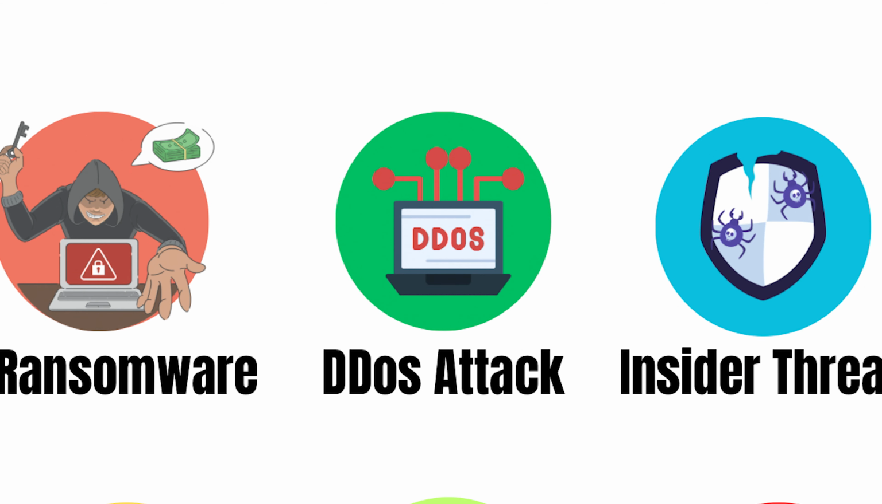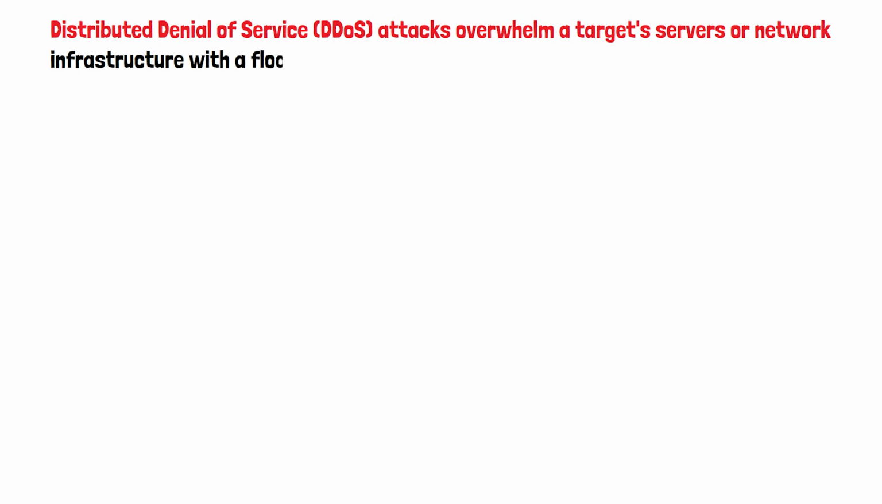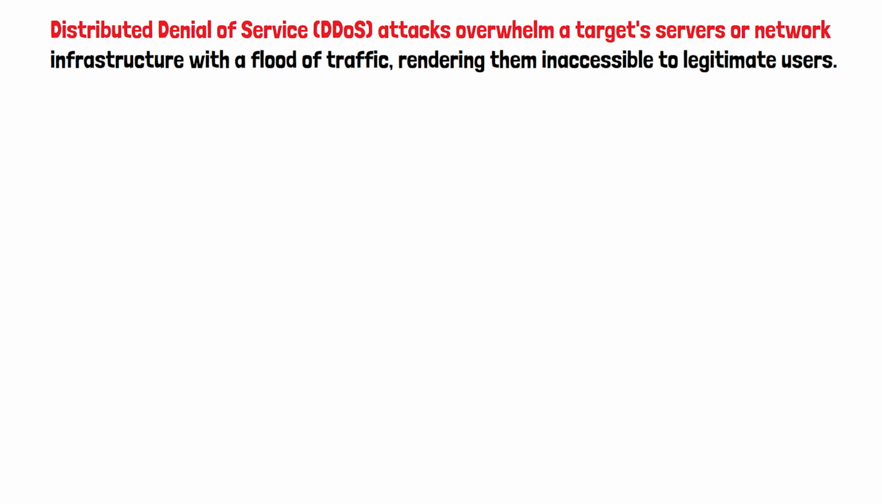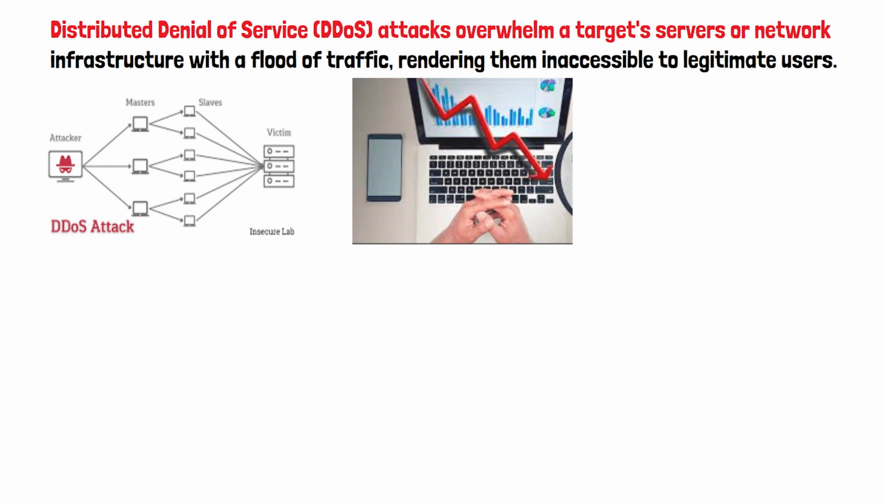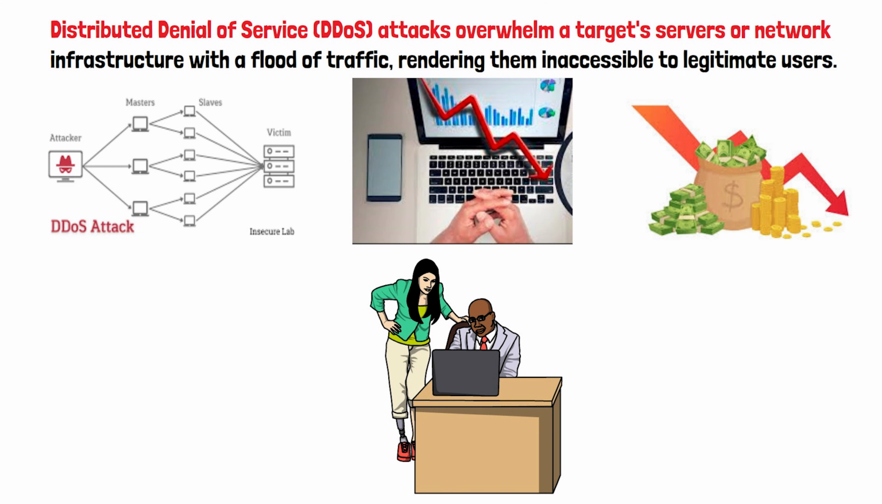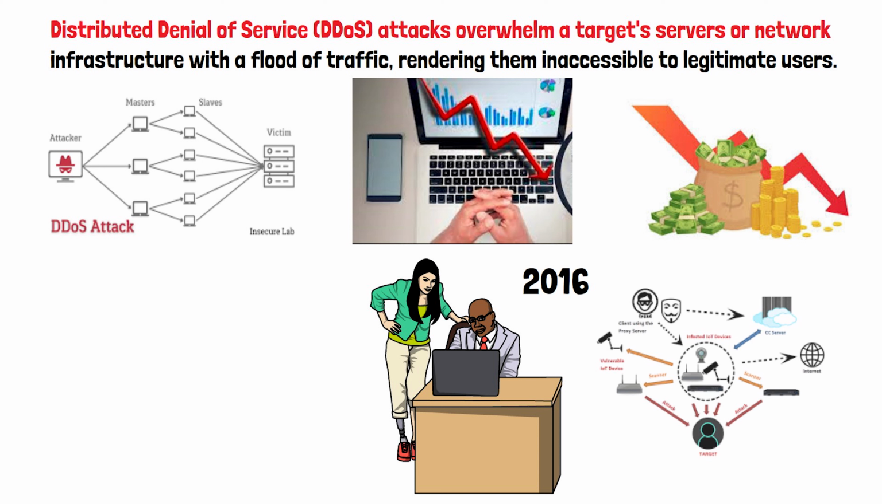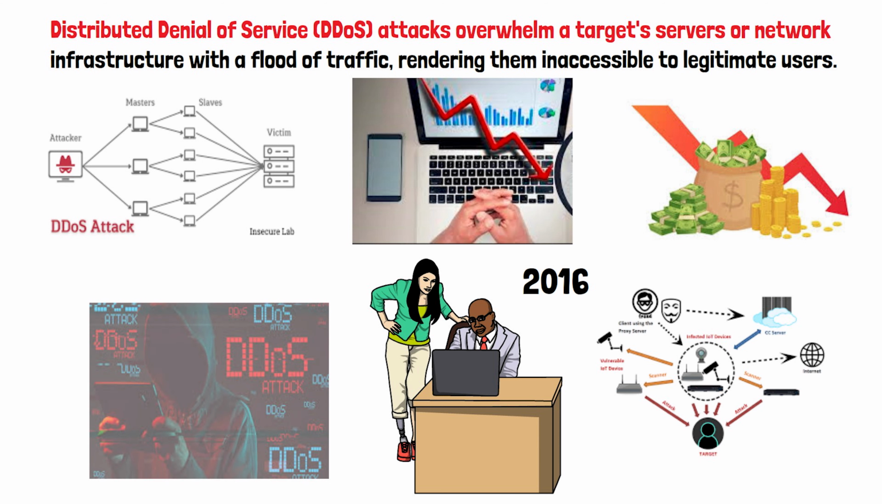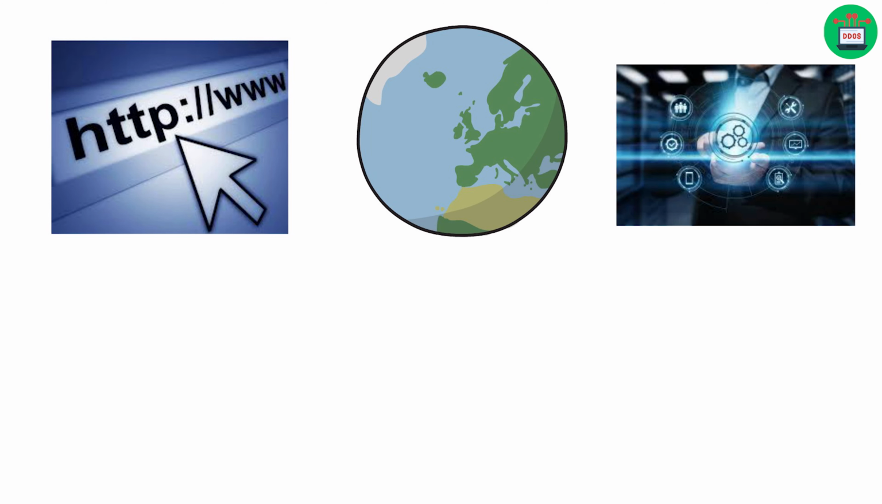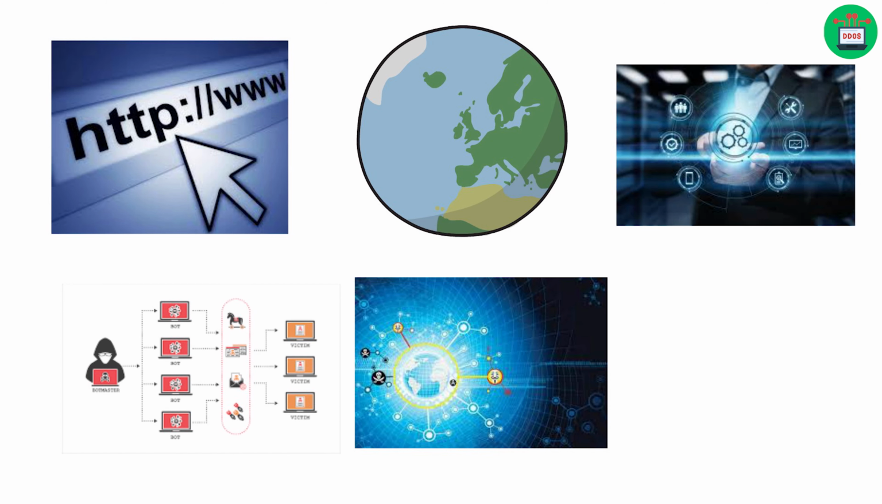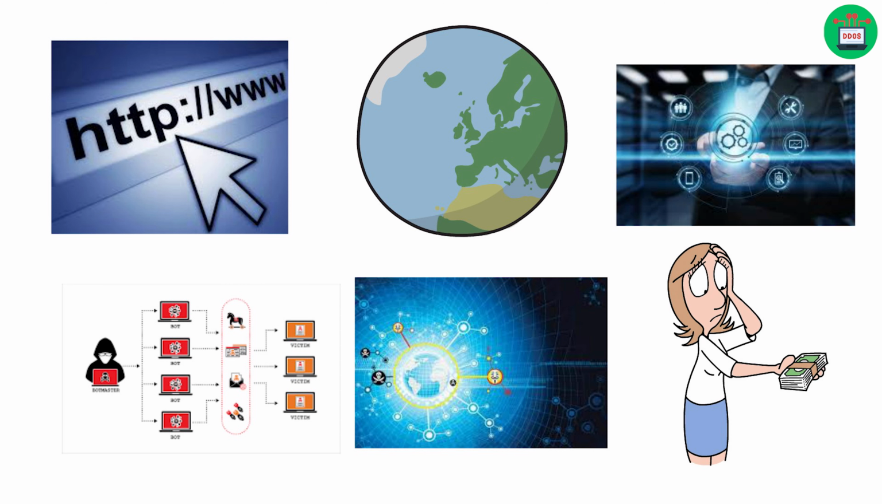3. DDoS attacks. Distributed denial of service. DDoS attacks overwhelm a target's servers or network infrastructure with a flood of traffic, rendering them inaccessible to legitimate users. These attacks disrupt services, leading to downtime and potential financial losses for businesses. In 2016, the Mirai botnet launched one of the largest DDoS attacks in history, disrupting major websites and services worldwide by exploiting vulnerable Internet of Things devices. DDoS attacks are often used for extortion or as a distraction, while other malicious activities take place.